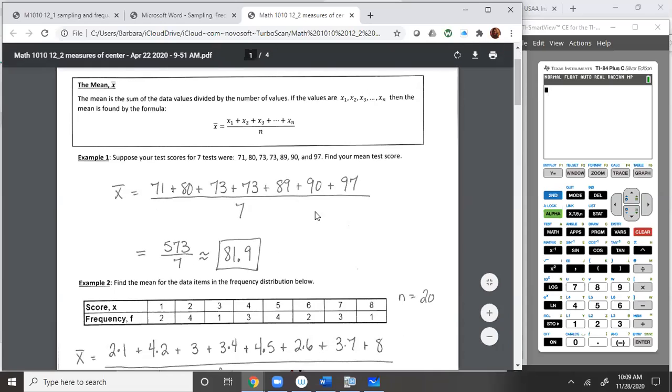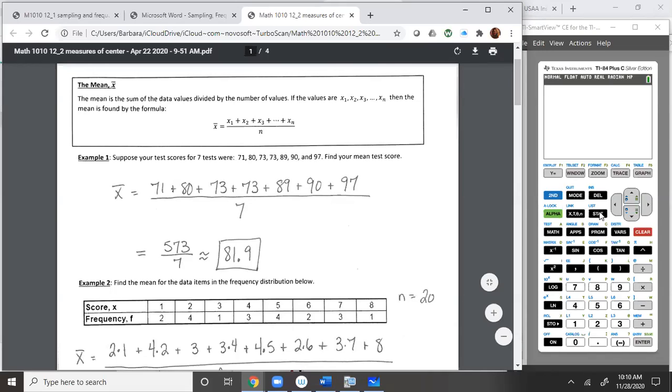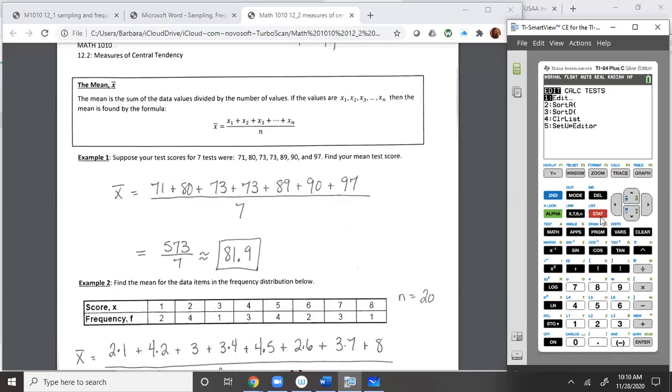I want to show you something. We can also do this on the calculator. So this is kind of nice and handy. We have a program here to find the mean. First, we have to put the numbers in our list. So we start by pressing stat, press enter.